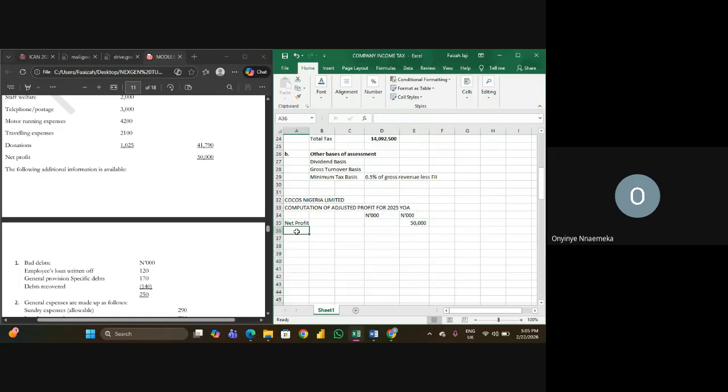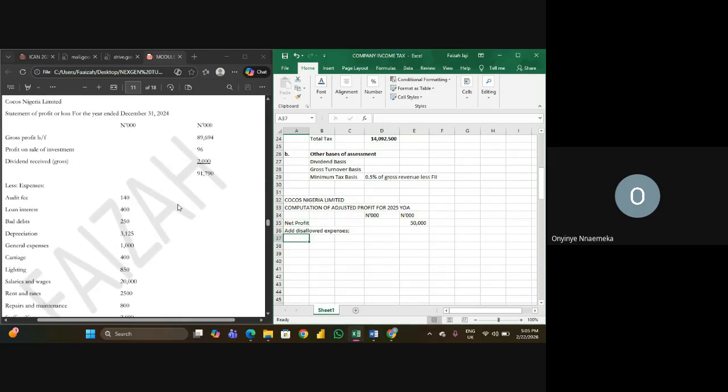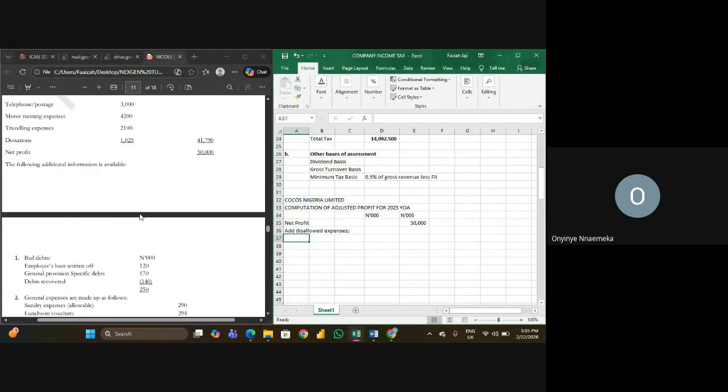So we had disallowed expenses. So let's go from the financial statement itself. Audit fee, allowable. Loan interest. We have information on loan interest. Let's go back down there.